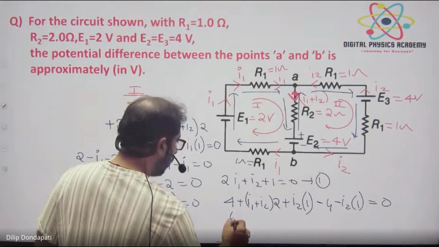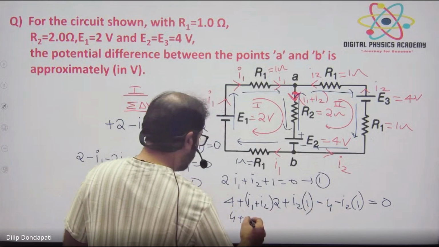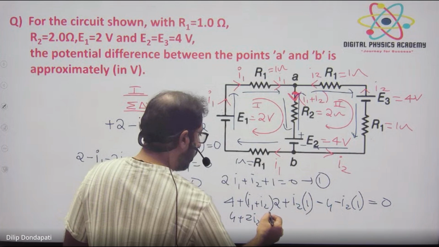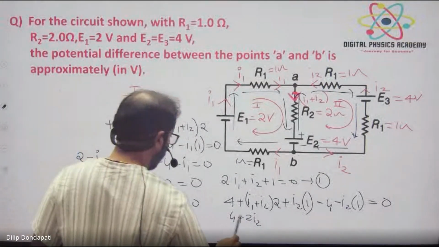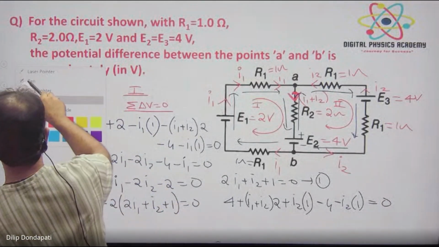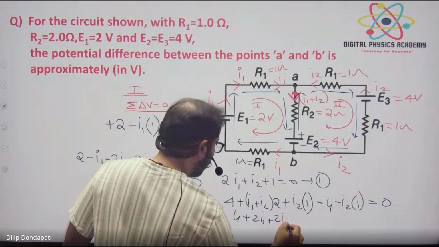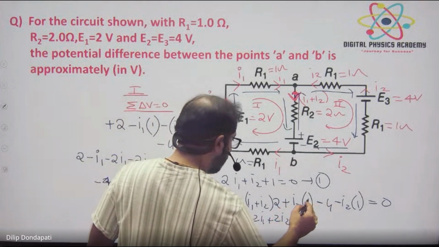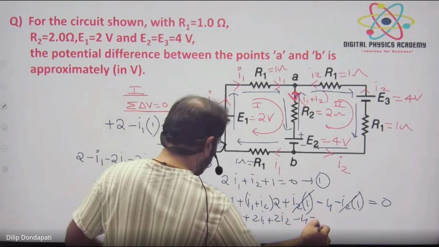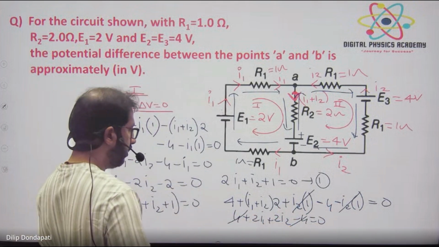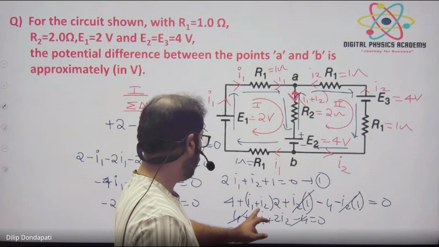So 4 plus 2I1, 3I1, 3 minus 2 plus 2I2. Okay, I1, I1. 4 plus 2I1 plus 2I2. Plus I2 minus I2 cancel. So minus 4 equal 0. So minus 4 plus 4 cancel. Something mistake. 2I1, 2I2.